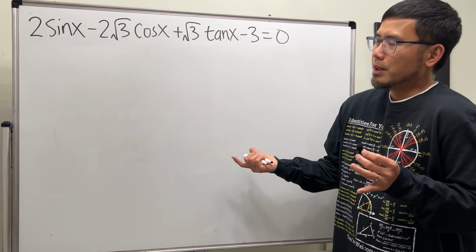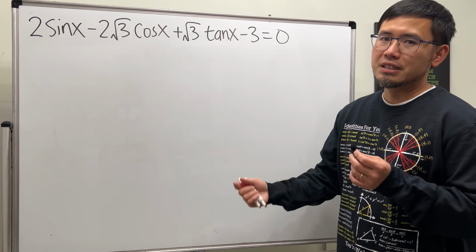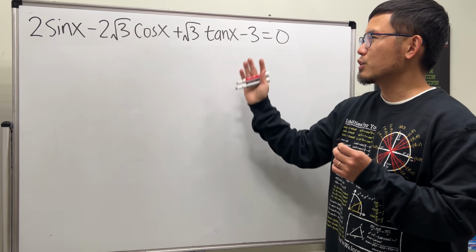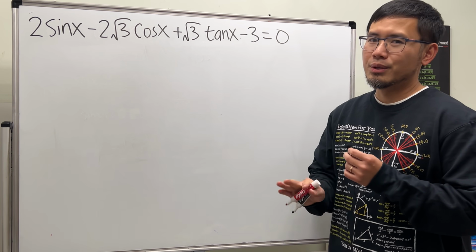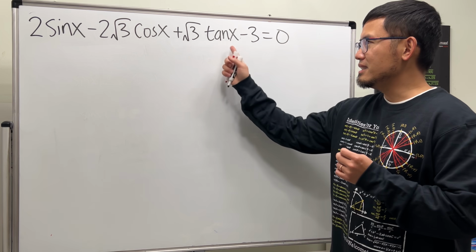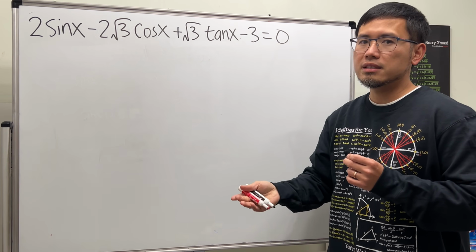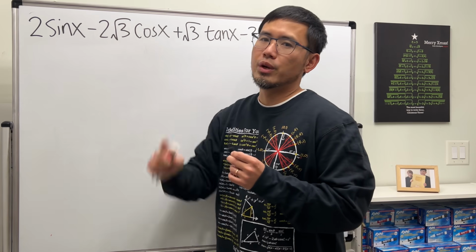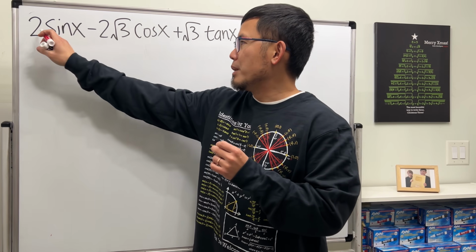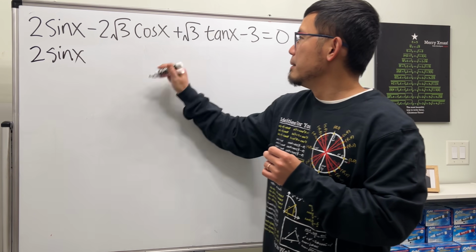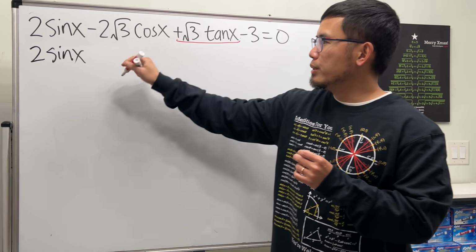So the first thing that you may want to do is factor stuff. And maybe you want to factor out a 2 and then maybe somehow with a square root of 3. But let me tell you, it wouldn't work, alright? The key is, first, write tangent x as sine x over cosine x, and then pair that up with this right here. So let me show you what I mean by that. This right here stays, we have 2 sine x, but for this right here, let's put it right here.